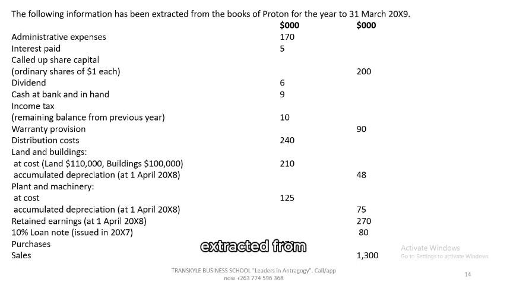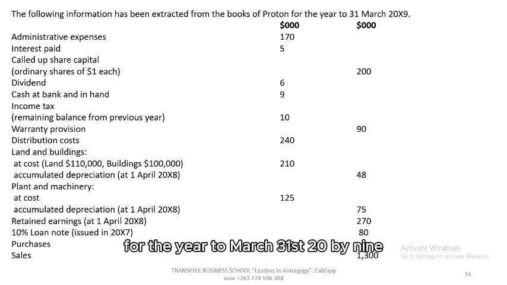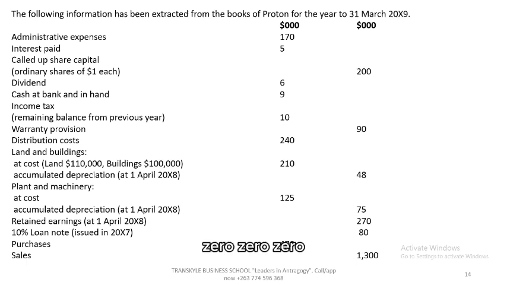The following information has been extracted from the books of Proton for the year to March 31, 2019. $000,000. Administrative expenses 170. Interest paid 5. Called up share capital, ordinary shares of $1 each, 200. Dividends 6. Cash at bank and in hand 9. Income tax, remaining balance from previous year, 10. Warranty provision 90. Distribution costs 240. Land and buildings, at cost: land $110,000, buildings $100,000, 210. Accumulated depreciation, at April 1, 2018, 48.